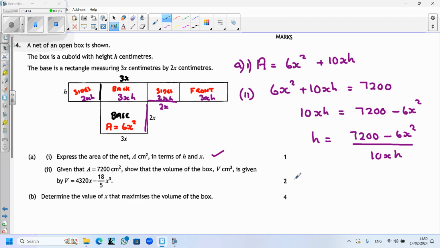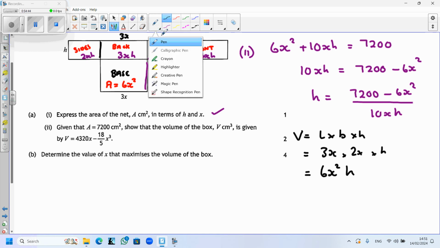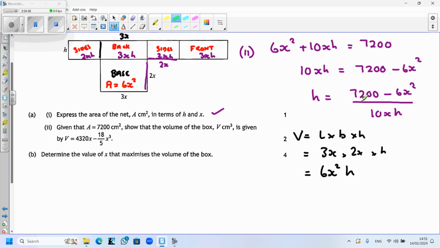So we want to find the volume of that box. The volume of that box is length times breadth times height. So we'll fill in the dimensions. The length was 3x, the breadth was 2x, and height was h. So it's 3x times 2x times h. So the volume of the whole box is equal to 6x squared times h. Now there's the alien letter. I know what it is, so I'm going to substitute that into the volume, and hopefully it'll turn out to be the same as that. So I'm substituting this h value in here.